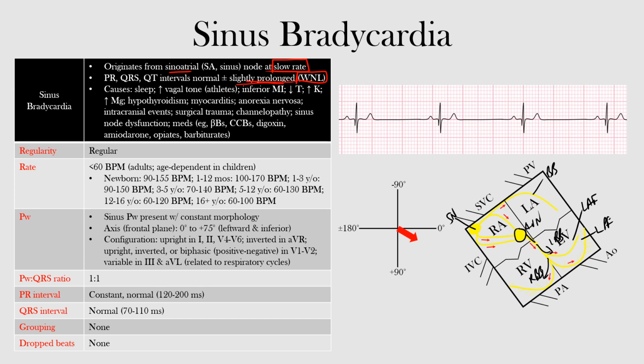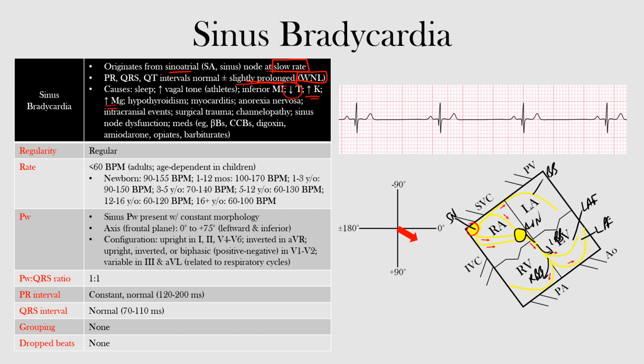It could be an increase in vagal tone, such as in athletes. Sometimes an inferior MI, if it affects the sinus node, can cause some of this sinus bradycardia. If the person is hypothermic, so the temperature falls, if they're hyperkalemic, with high serum potassium levels, or hypermagnesemia, high serum magnesium levels, hyperthyroidism, myocarditis, anorexia nervosa, intracranial events, or surgical trauma. If you go in and intervene and affect that sinus node, you can maybe have some of this. Some channelopathies can cause it.